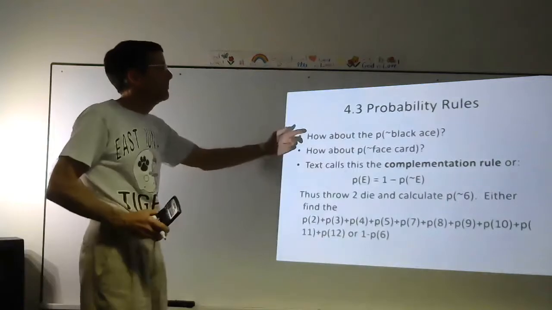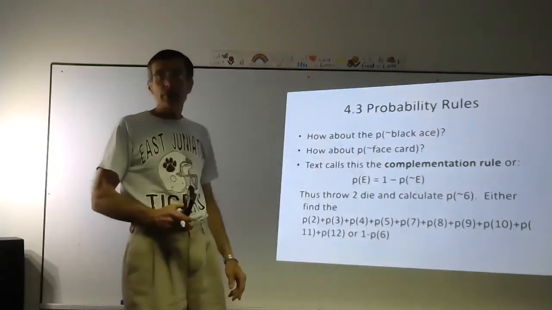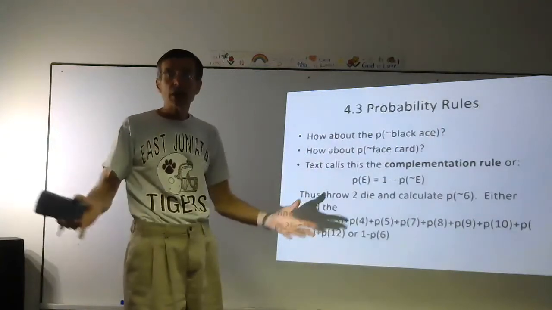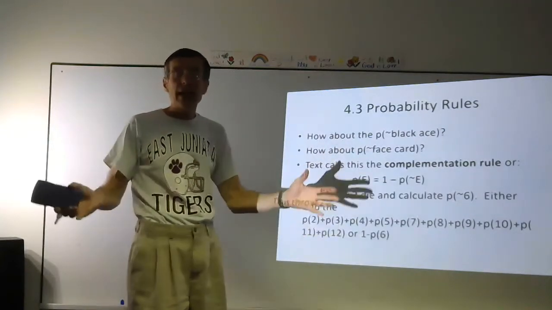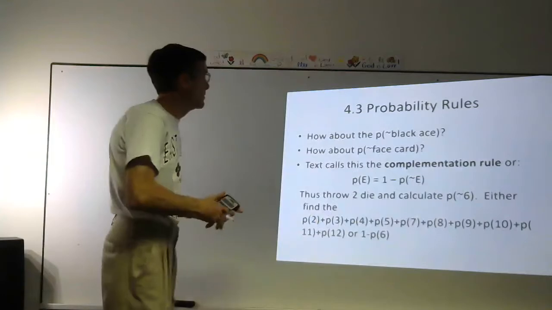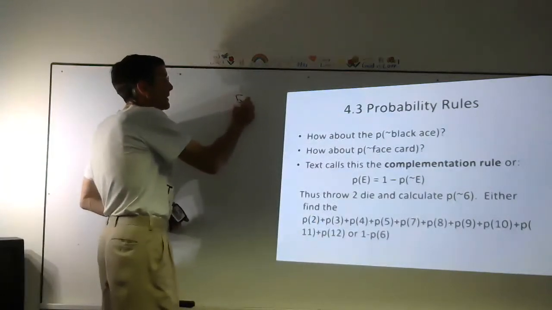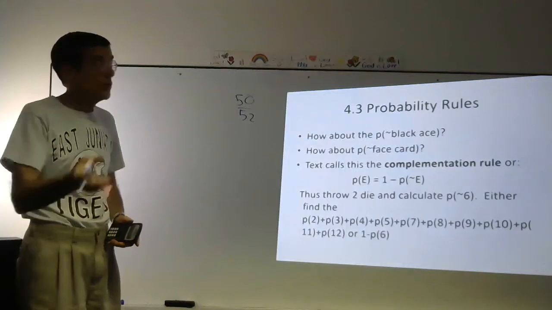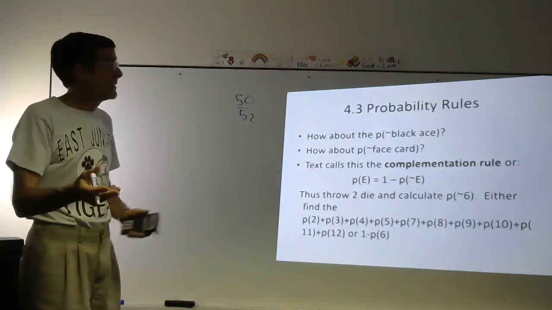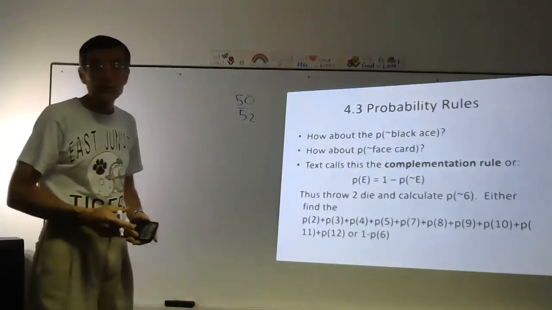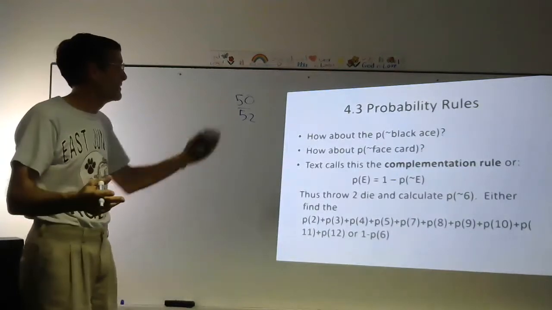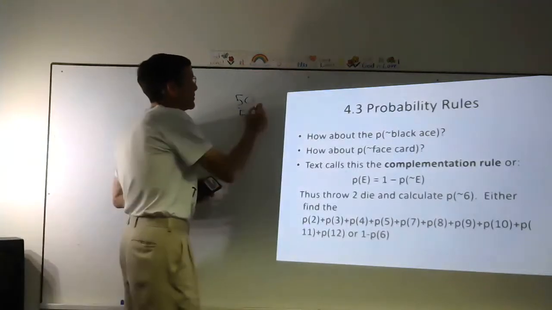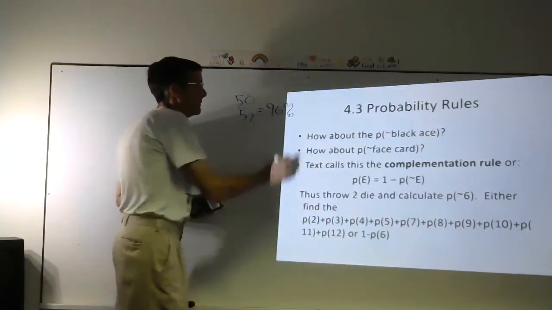Okay, what about the probability of not getting a black ace? There are 2 black aces out of 52, right? So we want to get any other card except 2 black aces. Would it not be 50 out of 52? Because you don't want the 2 black aces. So you can subtract. That's a lot easier than just counting up all the other individual cards that are not black aces. So 50 divided by 52 is 96% chance of not getting a black ace.